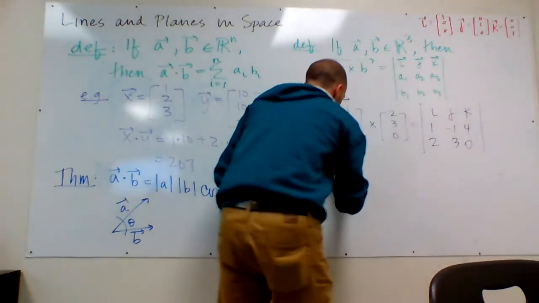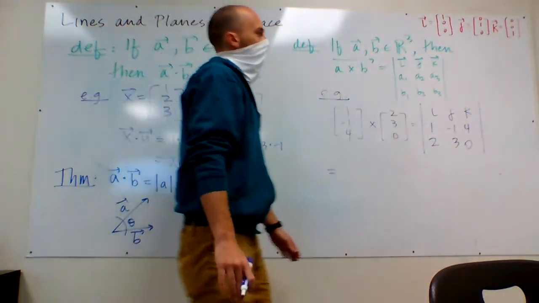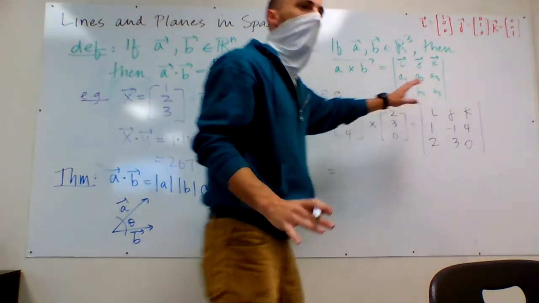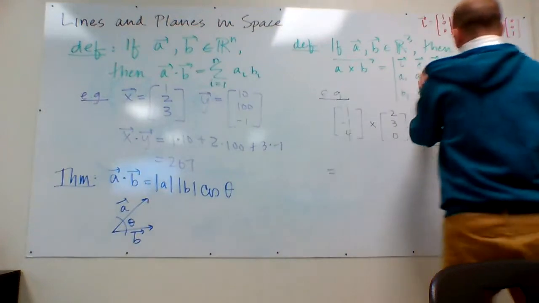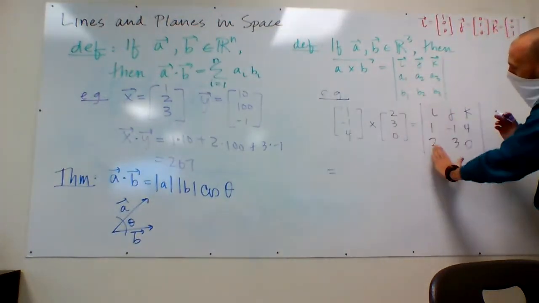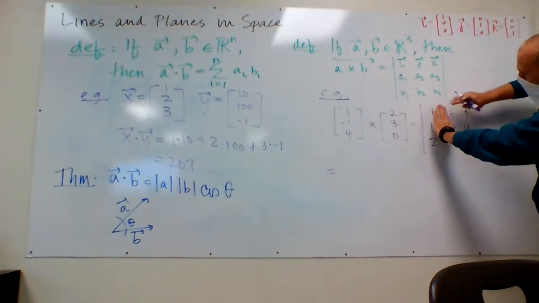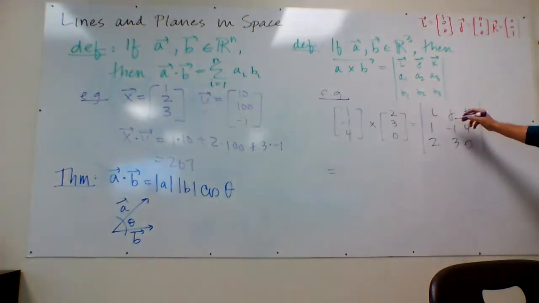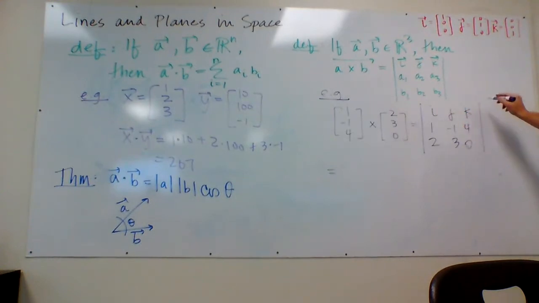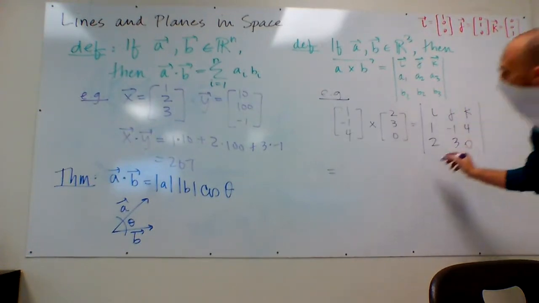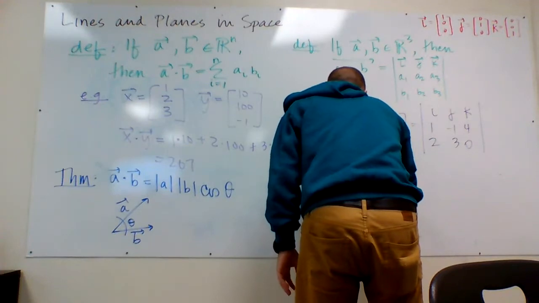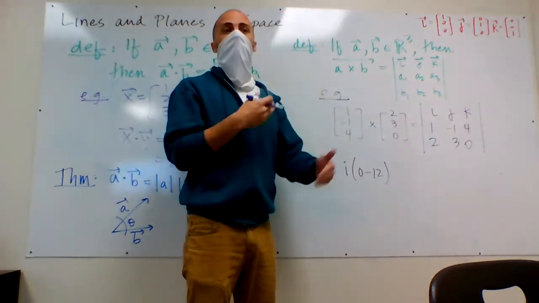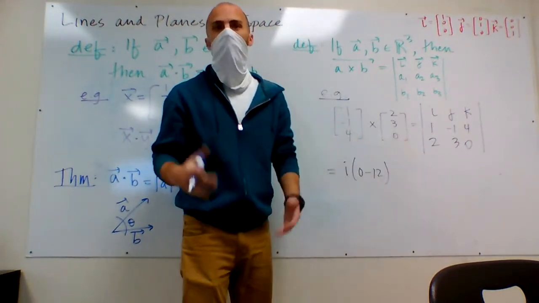What you do is you take i, and we're going to multiply that by a kind of subdeterminant. So we're going to cover up the row and the column that i is in. And then we're going to do what most of y'all called the fish last semester: we're going to take -1 times 0 minus 4 times 3. So 0 minus 12. So it's i times 0 minus 12. Okay, it alternates positive, negative for linear algebra reasons.